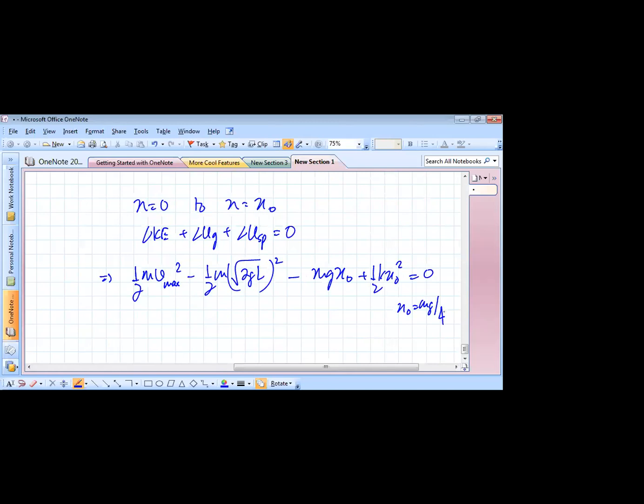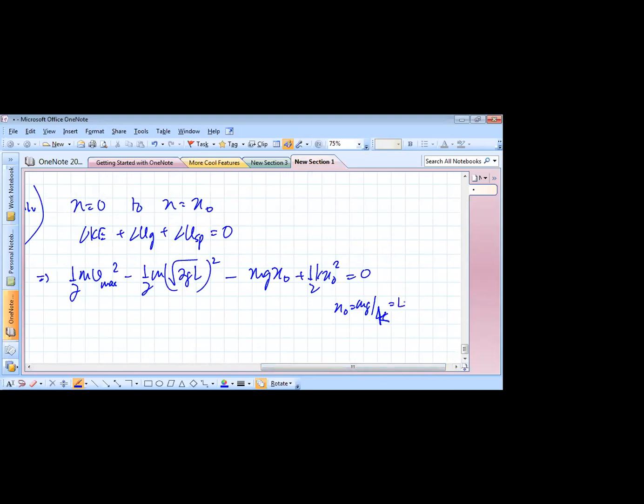So x naught is mg by k. And k was how much? k was 4 mg by l. So x naught becomes l by 4. So you will get your v max from this. Okay, is it clear? Yes, sir.